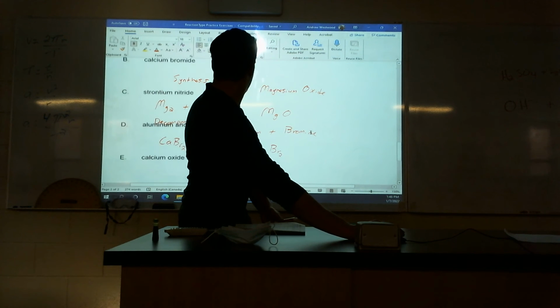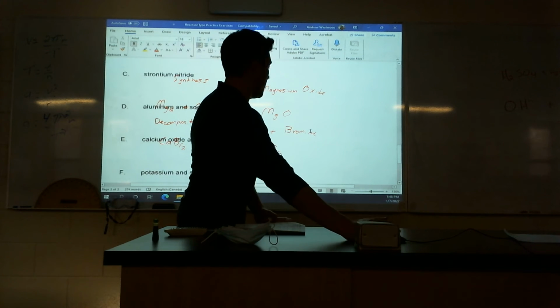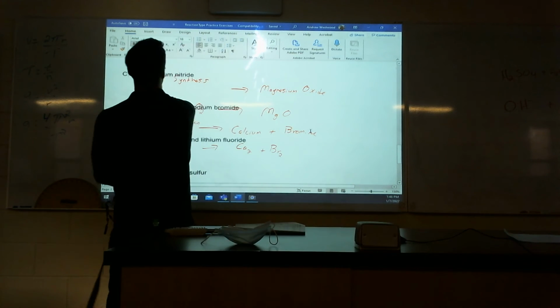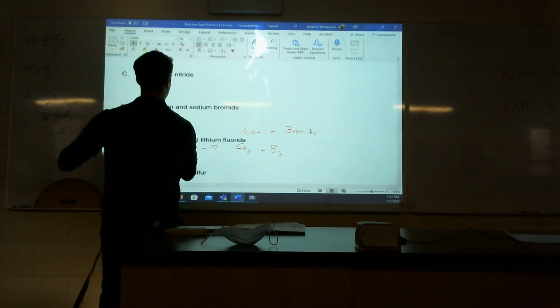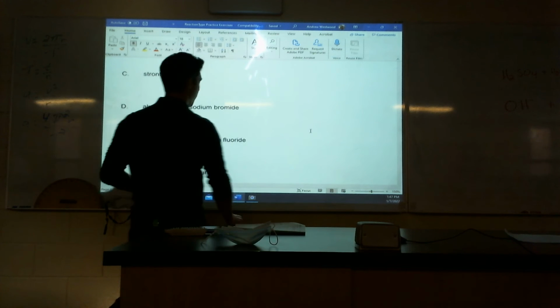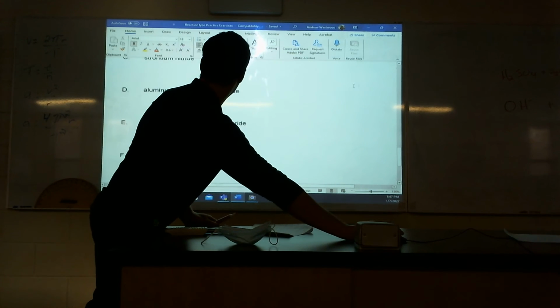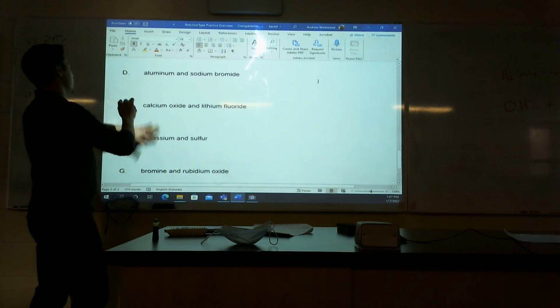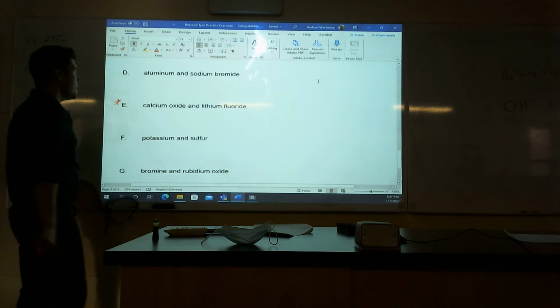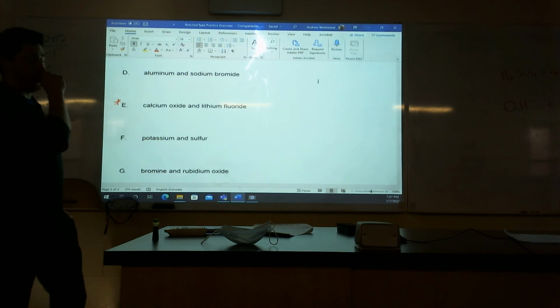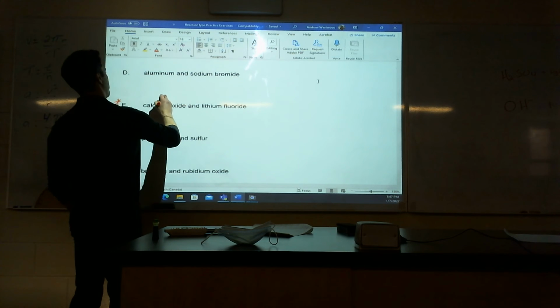Let's pick E, just for fun. So for E, I'll put this a little more in the middle of the page. All right, I'm looking right here for E. Calcium oxide and lithium fluoride, so I have a double displacement.